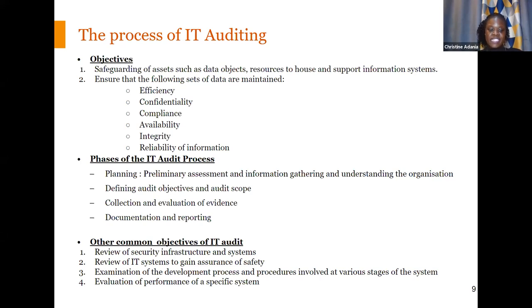Other common objectives of IT audit are usually just to review security infrastructure and systems. You can be called upon just to review the controls that are around security infrastructure. You can be called upon to give some kind of comfort for the safety of IT systems that are in place, and also examining development process and procedures for various stages of the system. This is usually for businesses that do in-house development of systems. And then you'll also probably be called on to perform evaluation of the performance of a specific system.